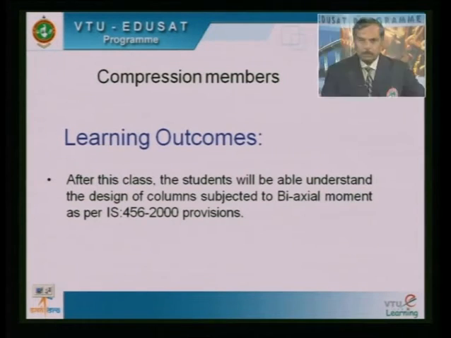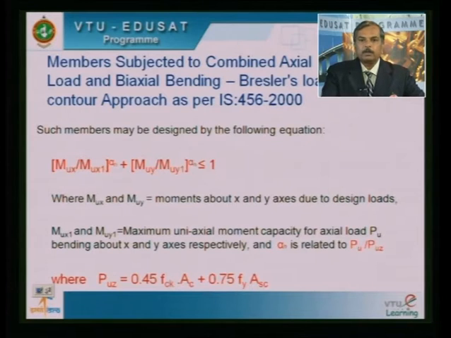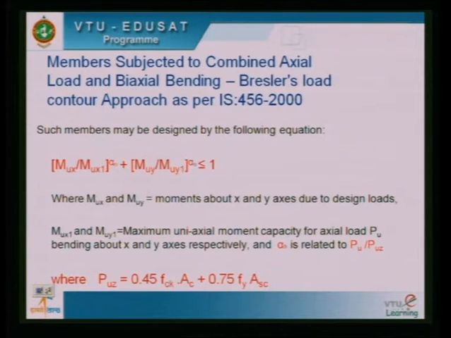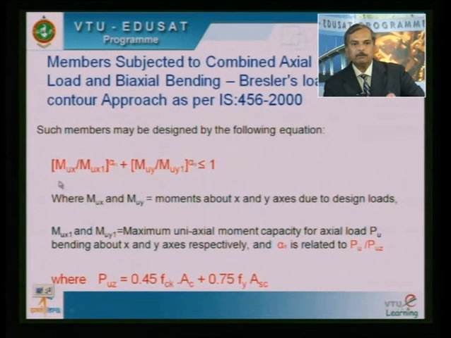So let us see how a biaxially loaded column is designed as per IS 456-2000. This is what is referred to as the Bresler's load contour approach method. I explained this equation in yesterday's class, and this is the interaction equation we need to satisfy as far as the biaxial behavior is concerned. Here MUX and MUY, in the 2 parts of the equation, the first one is MUX and in the second part we have MUY. These are the 2 moments given in the problem, so they are the design biaxial moments.